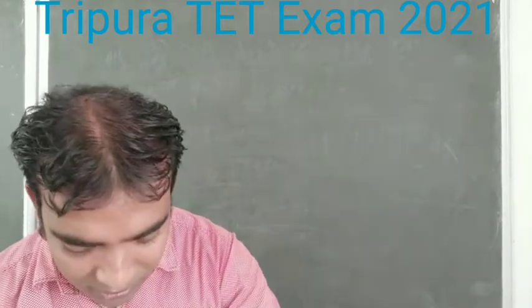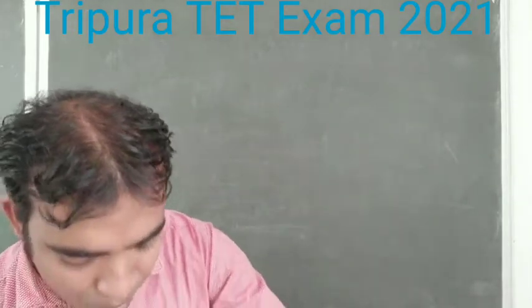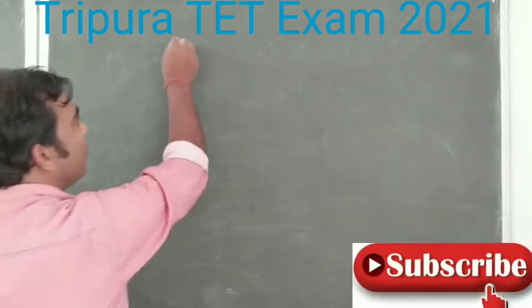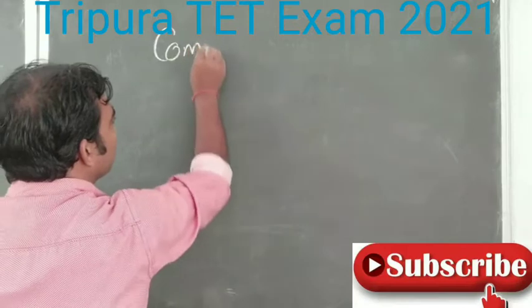Next we will discuss the second property, that is the commutative property. What do we mean by the term commutative property?